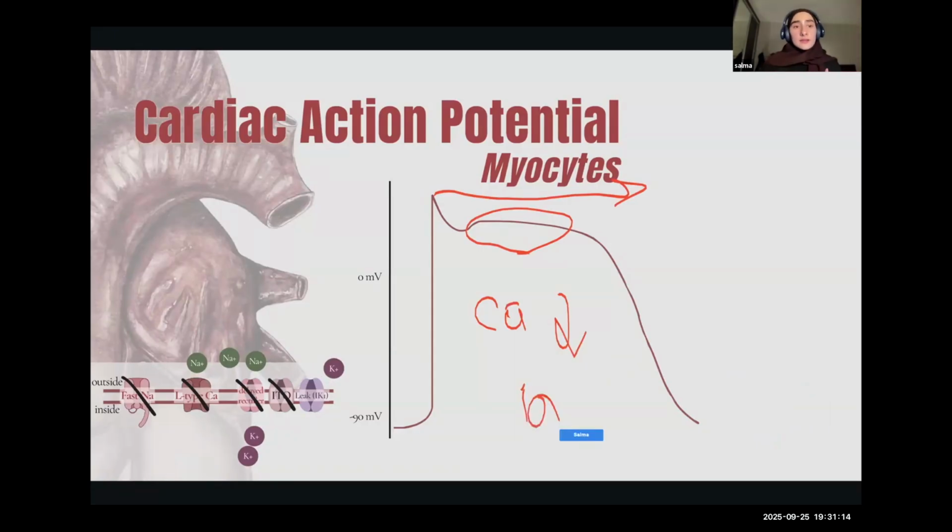This Ca entering the cell is going to counteract the work of potassium. So this is why you end up with a plateau. But then once your calcium stops coming in, you're going to have the unopposed potassium again. Yes, exactly. Depolarization is when it goes upwards, it becomes more positive. Repolarization is when it goes down, becomes more negative. And hyperpolarization is when it goes below resting potential, so about negative 90 millivolts.